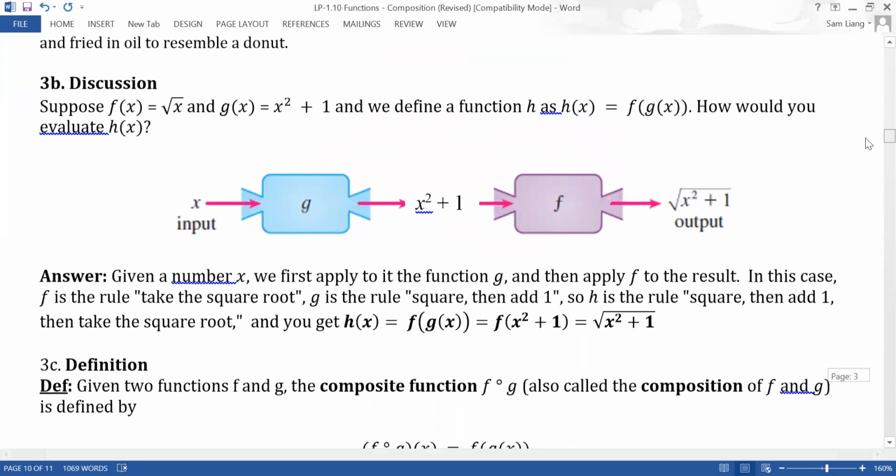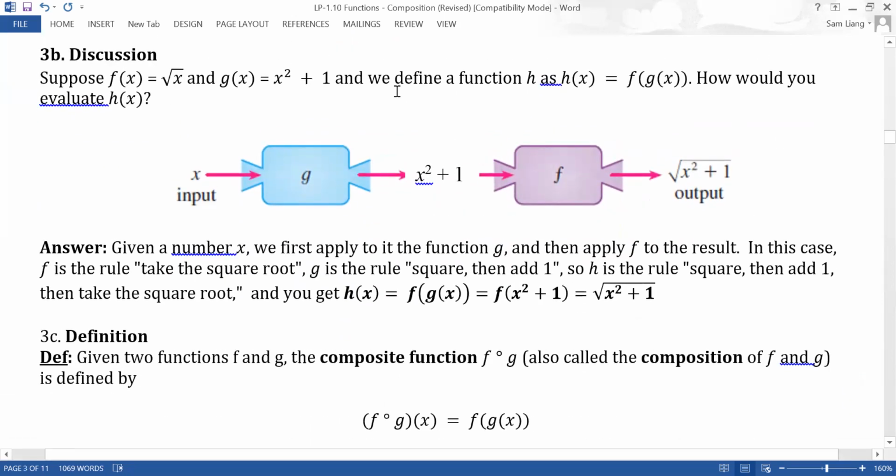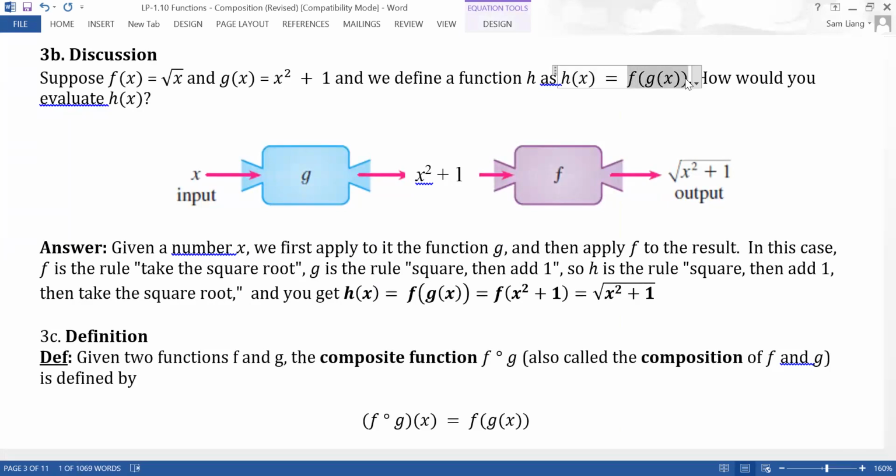Here's the mathematical portion of this lesson for composition of functions. Suppose f of x equals square root of x and g of x equals x squared plus 1, and we define a function h as h of x equals f of g of x. This should be familiar from the do now, or you might remember it from algebra 2. How would you evaluate h of x?